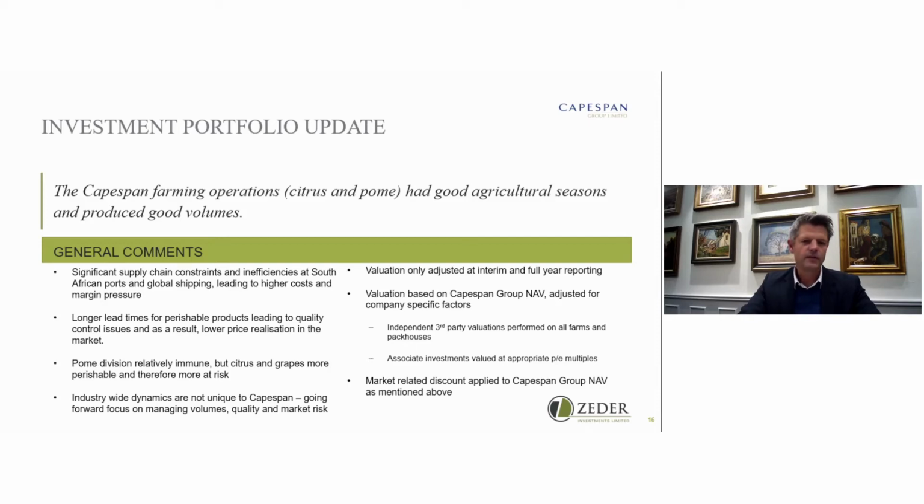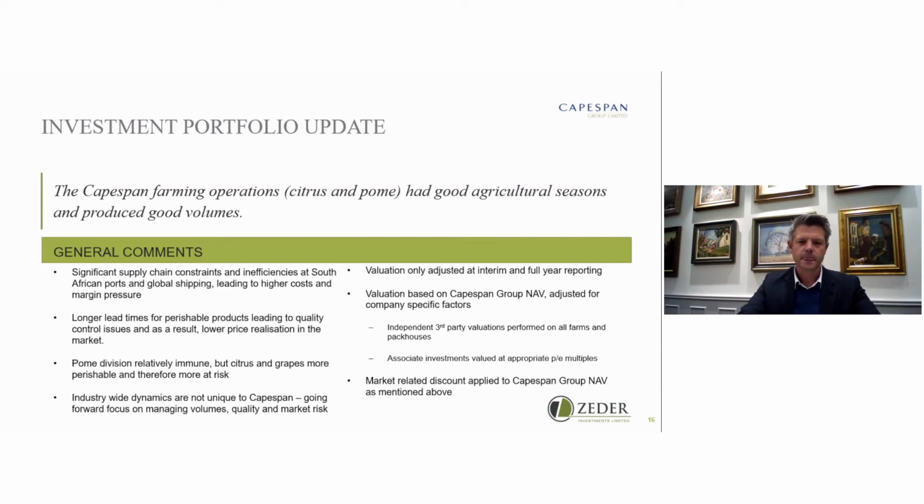Capespan focuses on 3 divisions. The pome division is largely immune to some of these delays because you can keep apples and pears in a controlled atmosphere environment, so you don't have to deliver it to the market. But commodities like citrus and grapes, they're more perishable and therefore more at risk to all these supply chain challenges. I think it's important to note that these dynamics are not unique to Capespan. It's an industry-wide dynamic and challenge. And going forward, the focus for this business is on managing good volumes, good quality, and obviously the current market risk out there.